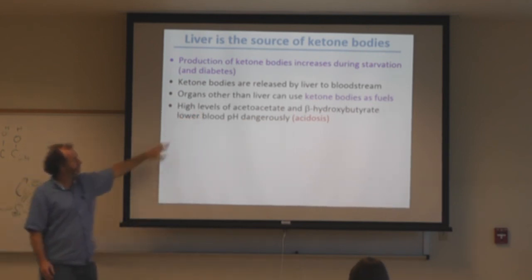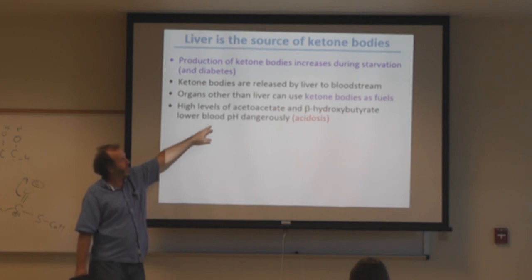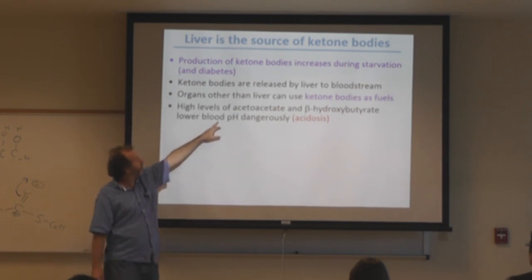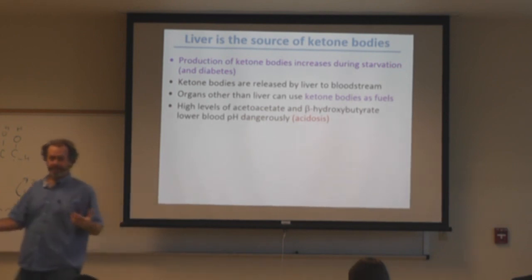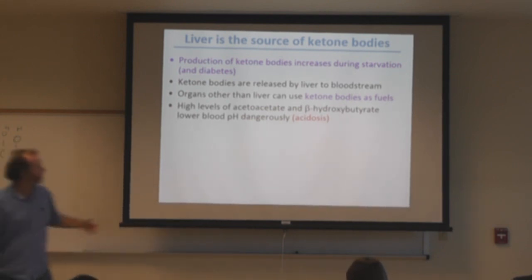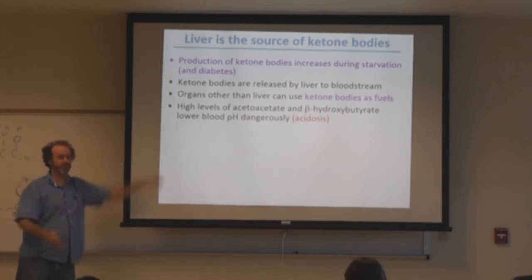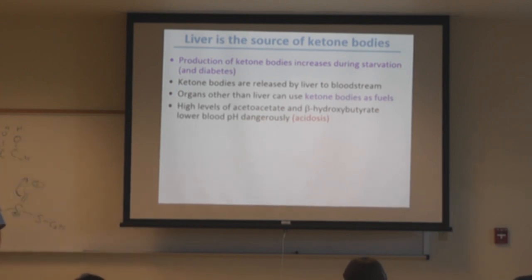High levels of acetoacetate and beta-hydroxybutyrate lower blood pH, and that can lead to diabetic ketoacidosis, which is one of the results of this ketogenesis. Okay, so that's why some diabetics will have that acetone breath when they're undiagnosed. That's one way you can diagnose them, because they actually have acetone on their breath that they're producing.